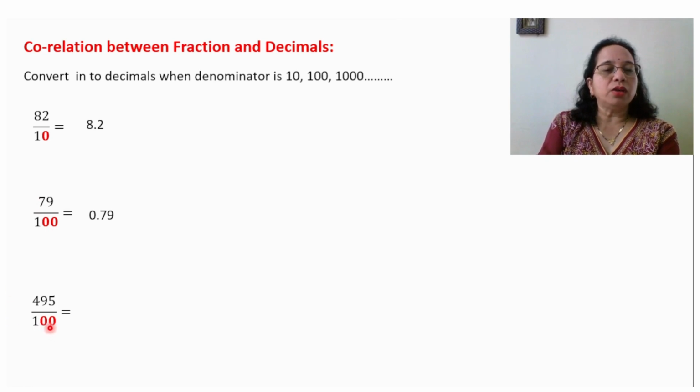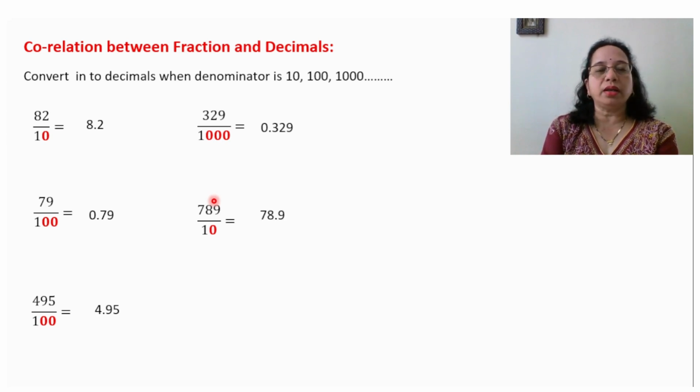495 upon 100, again two zeros are there, so leave these 2 places and your decimal will come between 4 and 9, so that is 4.95. 329 upon 1000, three zeros are there, so leave these three numbers 1, 2 and 3 and your decimal will come over here, so 0.329. Only one zero is there, so leave this one number and your decimal will come between 8 and 9, so that is 78.9.